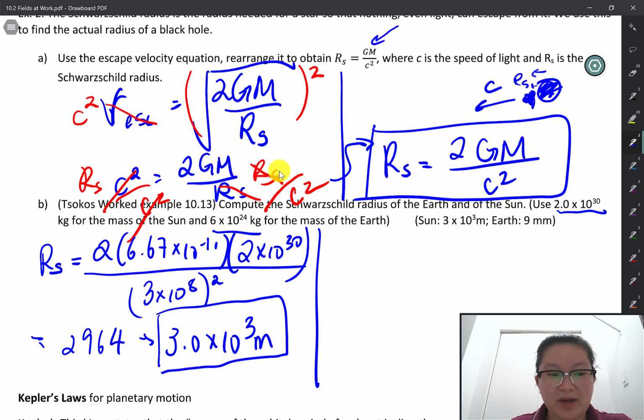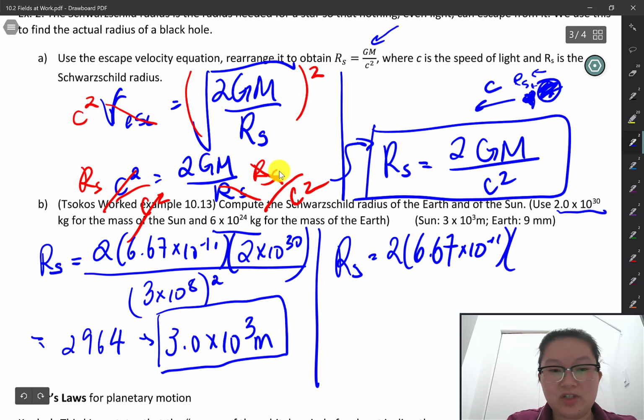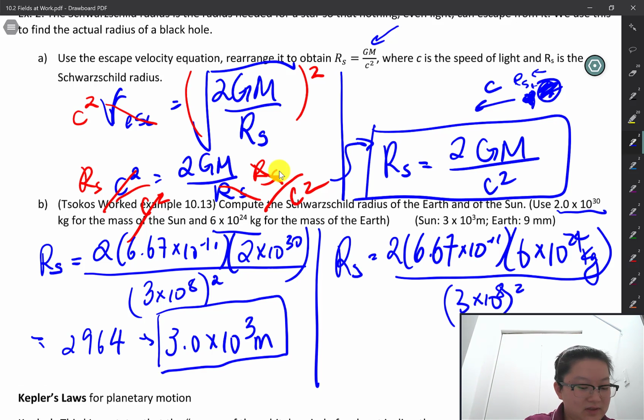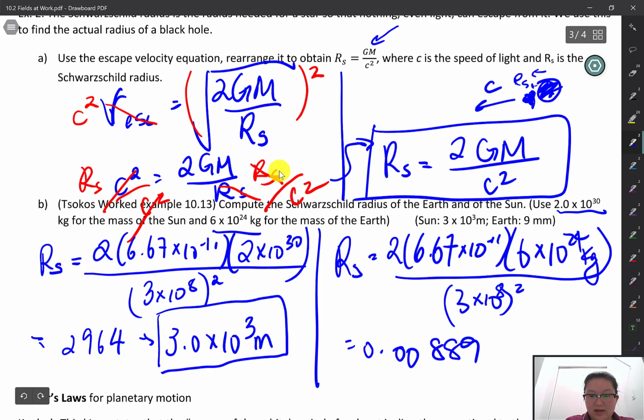Next up, we have the mass of the Earth. So let's do the same calculation, in which the Earth's mass is, as said in the question, 6 times 10 to the power 24 kilograms. Putting this in our calculator, I get 0.00889, and this is going to round to, let's say 1 significant figure, 0.009 meters, or in other words, 9 millimeters.